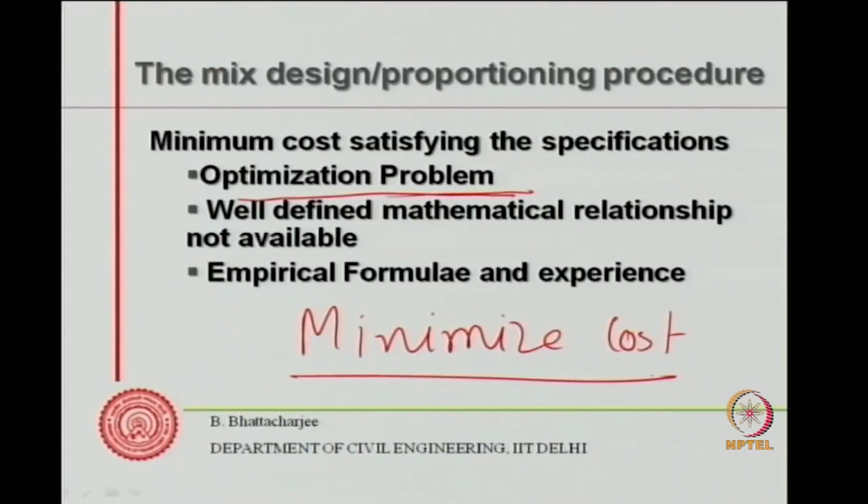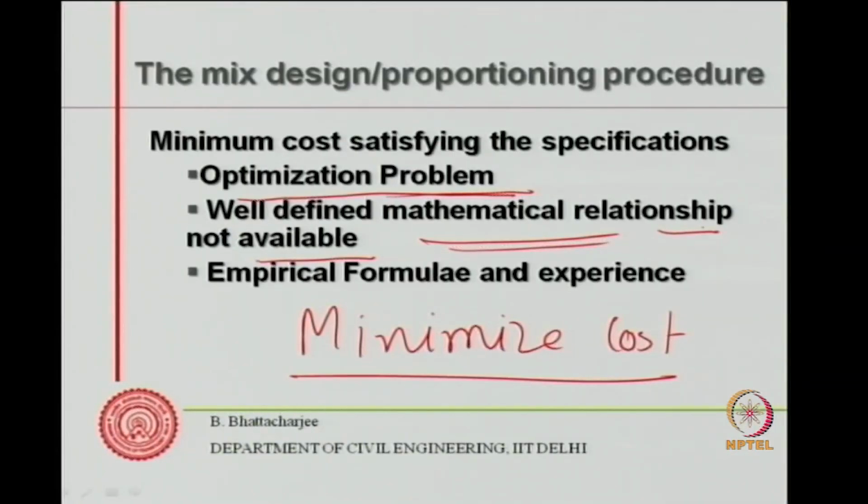So my specifications could have been constraints, my objective could be minimization of the cost, and I could have easily done an optimization process mathematically, and it would have been a very easy situation. But unfortunately, we don't have well-defined equations relating strength and mix factors. Neither do we have well-defined equations relating slump and mix factors. So well-defined mathematical relationships are not available.